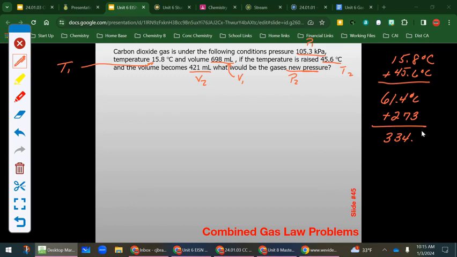15.8 plus 45.6? Womp womp. You did something wrong.